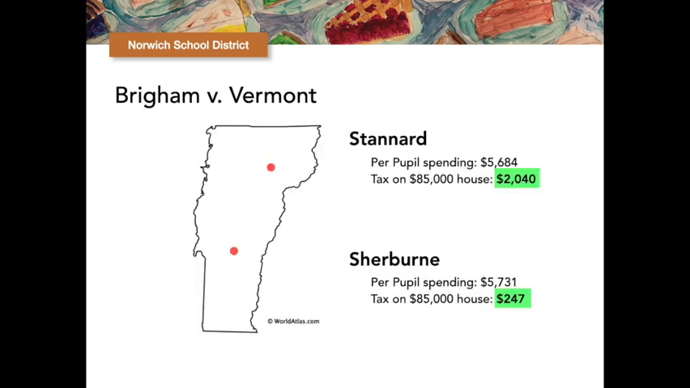The Supreme Court decision included several examples of the inequity that existed in Vermont at the time. This is just one example that was cited in the decision. In 1995, the towns of Stannard and Sherburne, which most folks know as Killington, had almost the exact same per-pupil spending. Yet because of dramatically different grand list values, they had dramatically different tax rates. In fact, the taxes on an $85,000 house in Stannard were $2,040, and in Sherburne, they were just $247.